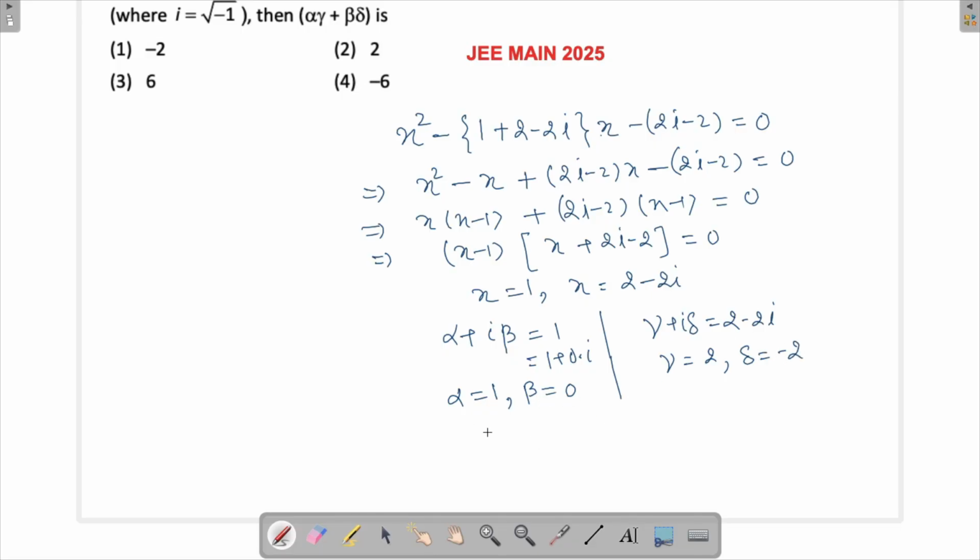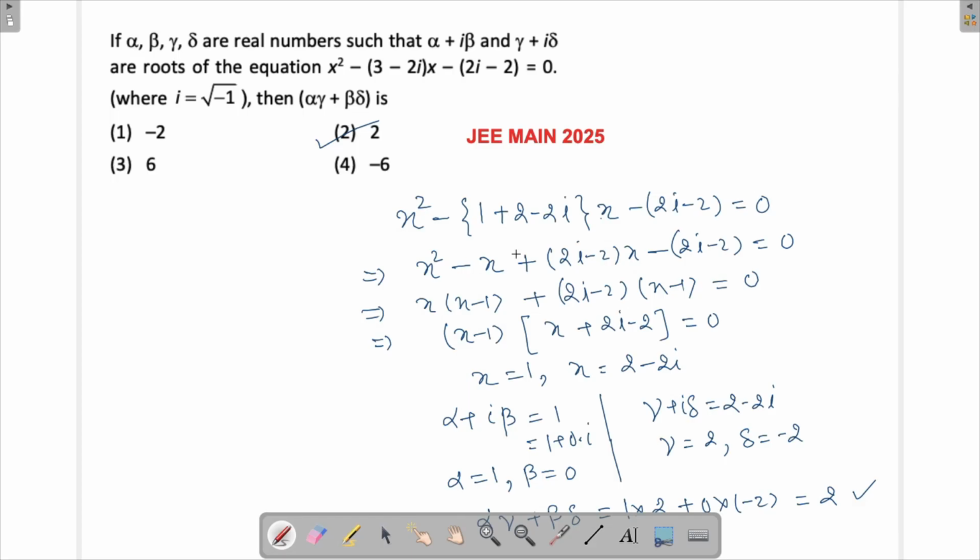Then I'll just multiply whatever is given, alpha into gamma plus beta into delta. I'll get 1 into 2 plus 0 into minus 2, which will be 2 itself. And that is what will be my answer. So 2 is my answer. And the only thing which we had to do here was to rearrange this to get alpha plus i beta and gamma plus i delta.